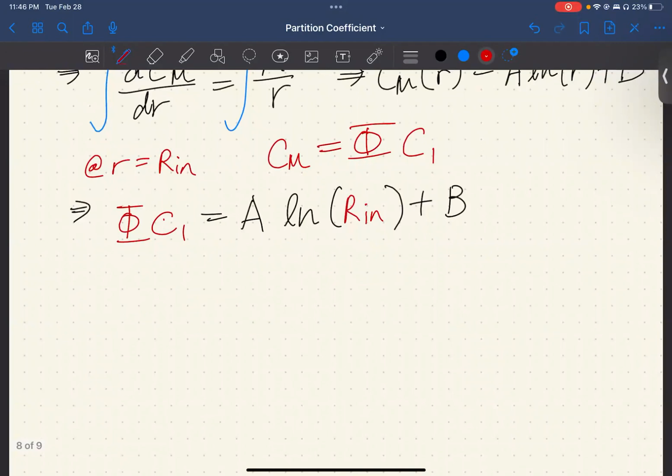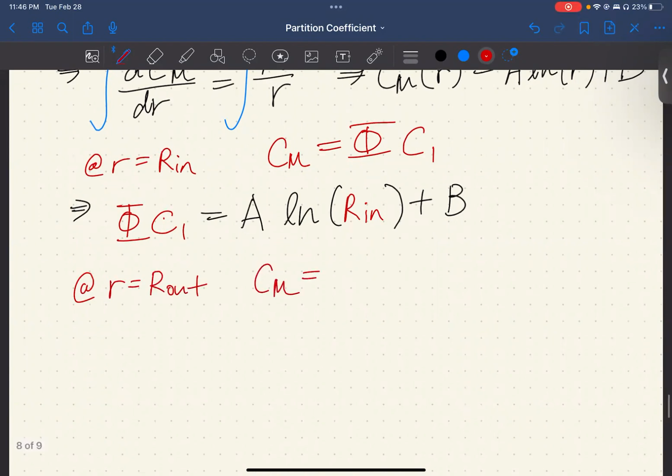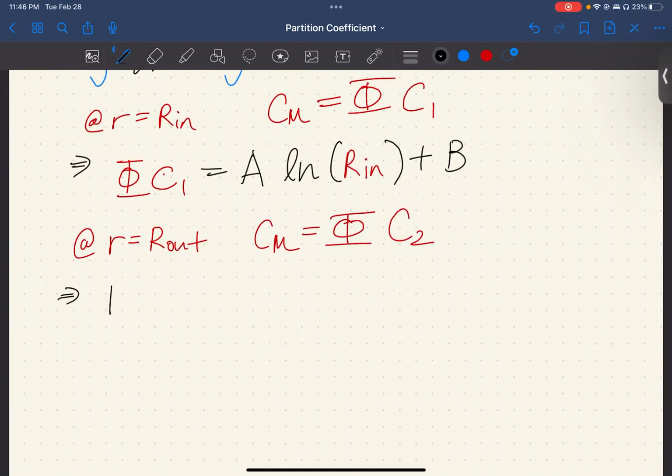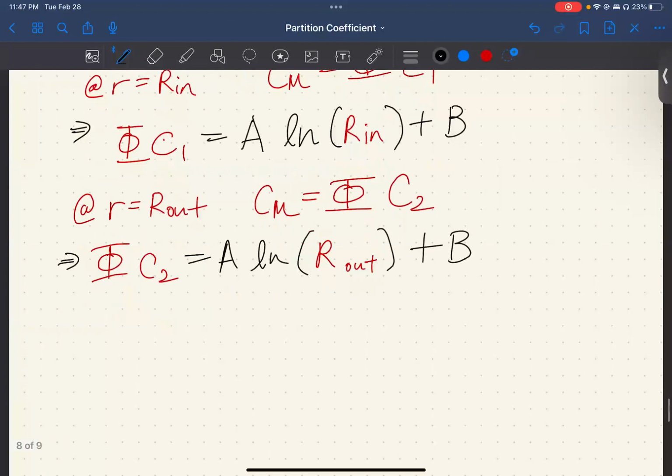Now let's also do the same thing with our outer interface. We know the concentration in the membrane is the partition coefficient times C2 at that interface. So that means we have, let's use the same color scheme, partition coefficient times C2 is equal to A natural log r out plus B. And we need to basically solve for A and B. Well, I see an easy way to cancel out the B to solve for A first, and that's by just subtracting.